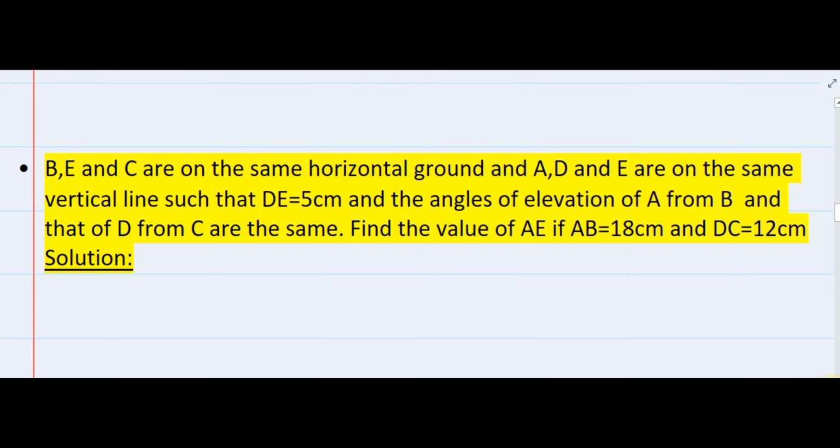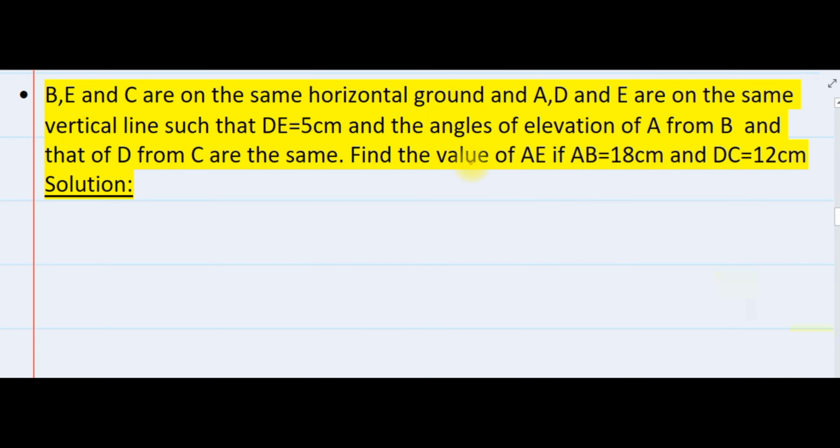So the next one. Okay, the next question: we are given that B, E and C are on the same horizontal ground, and A and D are on the same vertical line, such that DE is 5 cm, and the angles of elevation of A from B and of D from C are the same. Find the value of AE if AB is 18 and DC is 12.